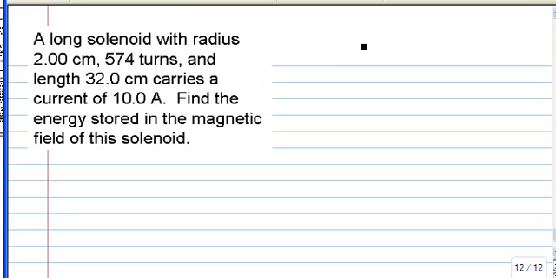Instead, though, in this problem, we're going to use the fact that the energy stored in a magnetic field for an inductor is 1/2 times L times the current running through the inductor squared. So the real challenge then becomes to calculate what the self-inductance of the solenoid is.